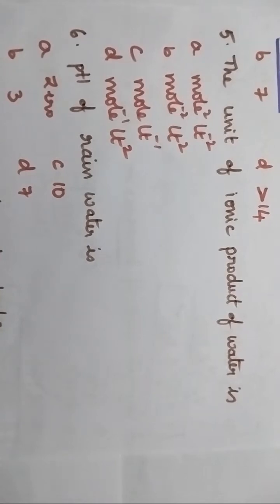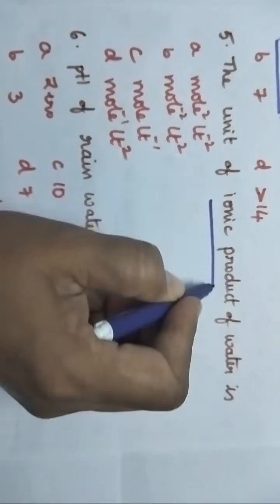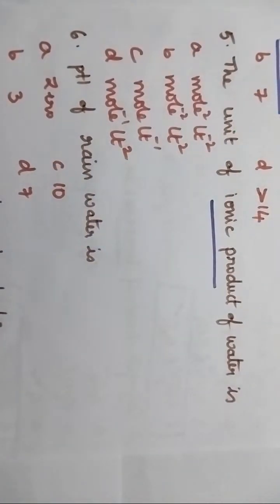Next, the unit of ionic product of water is. Suhani, that answer is for the fifth question. If it is for the fifth question, you have to post again. Ionic product of water. What is the unit of ionic product of water? Rama, Durga, very good.